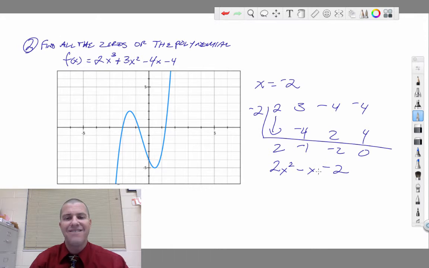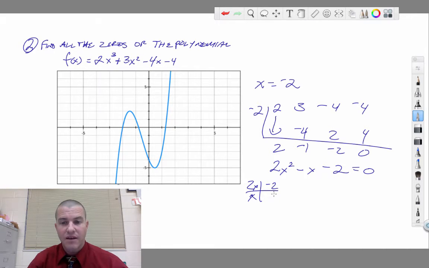Now, because I have it set into this quadratic, I can solve it. You can check to see if it can be solved by factoring first. My options would be 2x and x, and I would either have -2 and +1. That would be -4 and 1. That's not going to work. Or 1 and -2. That's 2, negative 2. That's not going to work either.